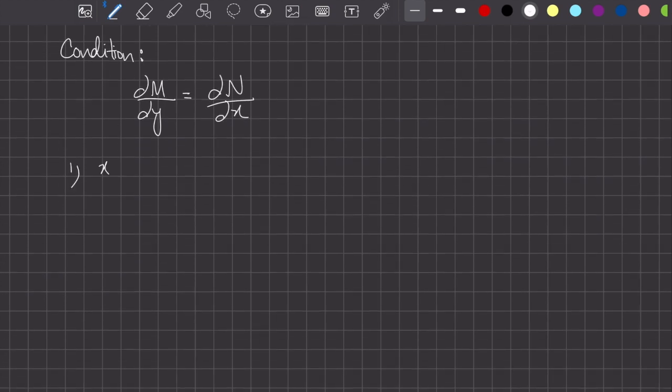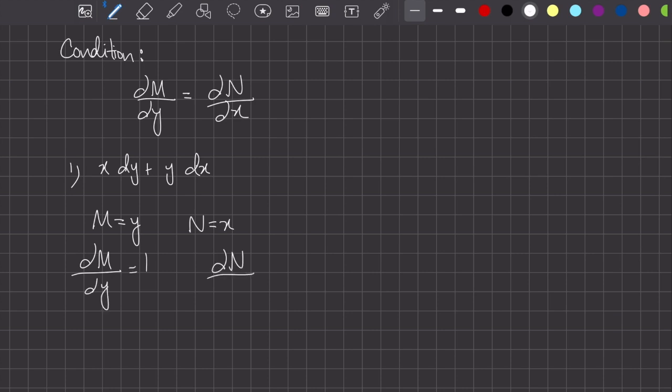Let's start with the first example, x dy plus y dx. By comparison, we get m equals y and n equals x. We take the partial derivative of m with respect to y, which gives us 1, and the partial derivative of n with respect to x, which gives us 1. Since they are equal, then this equation is exact.